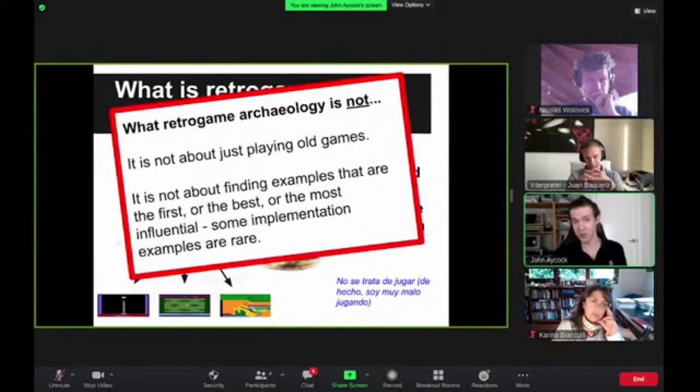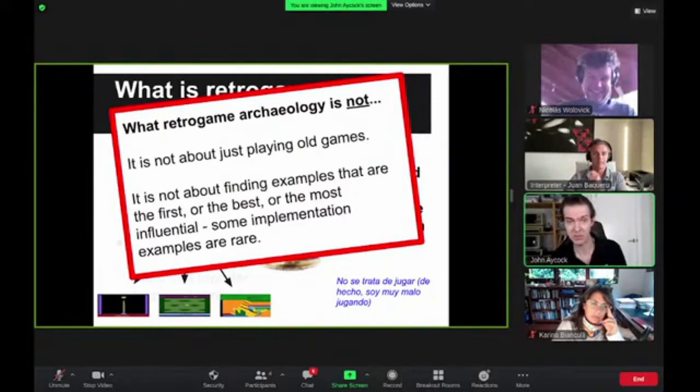I can also tell you what retrogame archaeology is not. It is not just about playing old games. It is not about finding the first or the best examples, because sometimes when you find an implementation technique, it can be very rare.